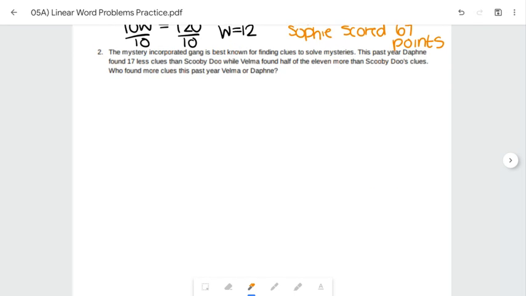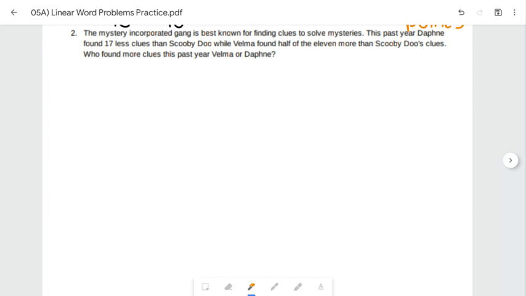In the second problem here, we have the Mystery Incorporated gang, which is best known for finding clues to solve mysteries. This past year, Daphne found 17 less clues than Scooby-Doo, while Velma found half of the 11 more than Scooby-Doo. Who found more clues this past year, Velma or Daphne? So this requires us to solve for each person first.